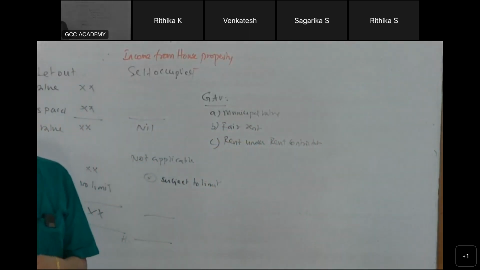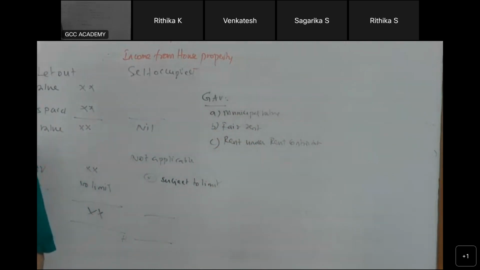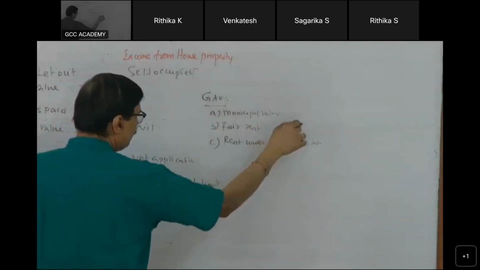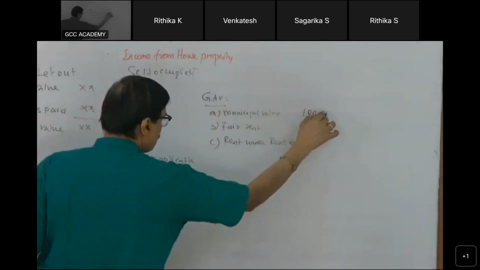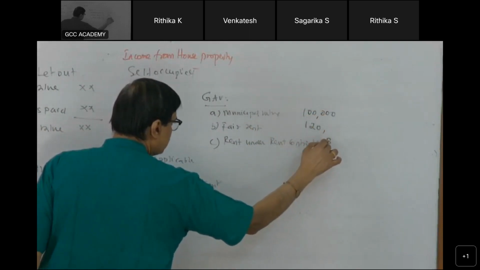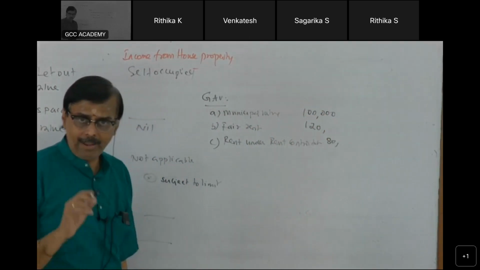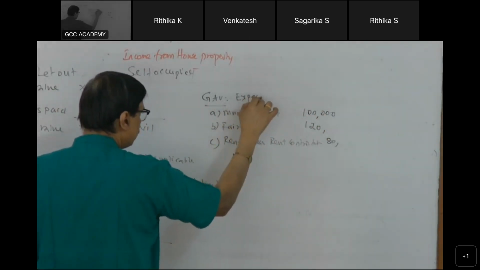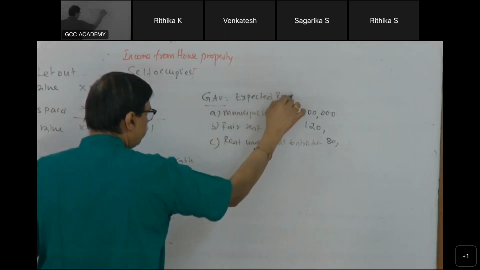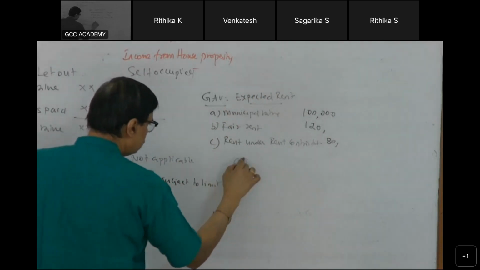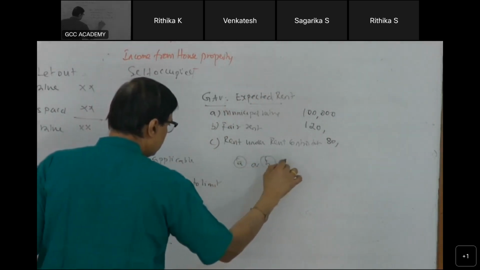Now we have three parameters. I already told you that rent is not the only parameter. Now there are two aspects here. Municipal value, let us say 1 lakh. Fair rent is 1,20,000. Rent under Rent Control Act is 80,000. Now make a note. This is called expected rent: A or B, whichever is higher, subject to maximum of C.